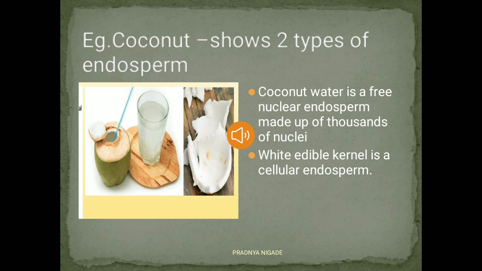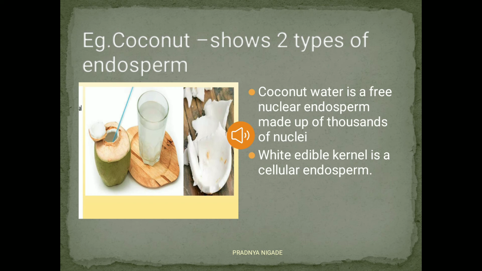Coconut is a specific type of plant. The endosperm of coconut has some specification. Coconut has two types of endosperm: one, free nuclear endosperm, and second, cellular endosperm. Let's see how this happens in the coconut.